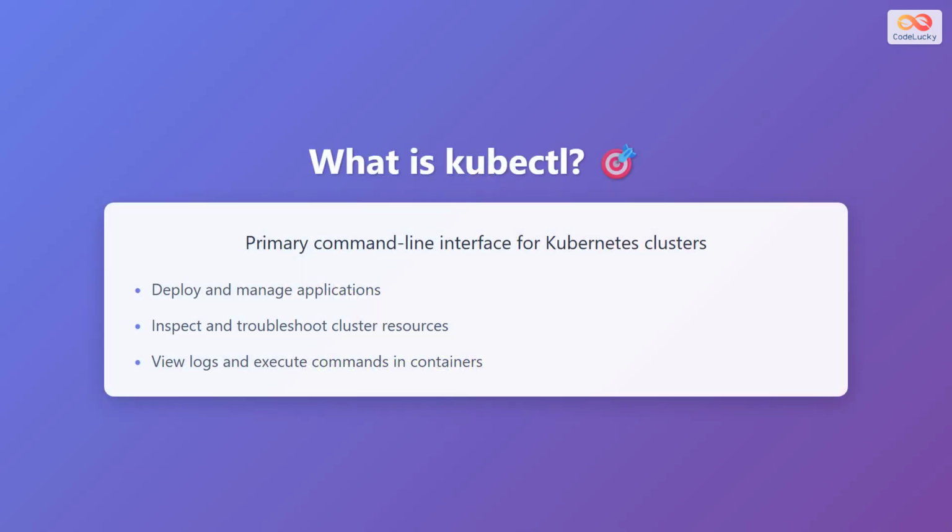Kubectl is the primary command line interface for interacting with Kubernetes clusters. It allows you to deploy and manage applications on your cluster, inspect and troubleshoot cluster resources, and view logs and execute commands directly inside containers. Think of it as your main control panel for Kubernetes.